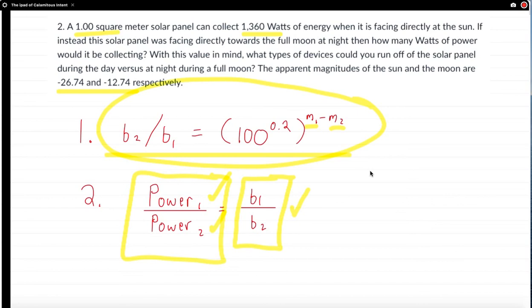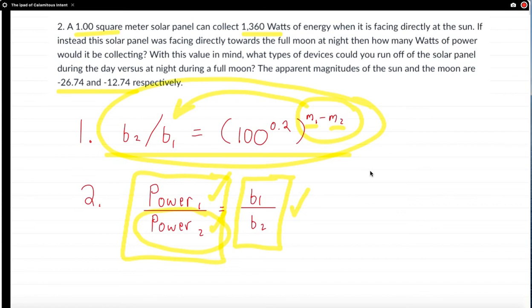Use those ratios of magnitudes, which are the M values, to find the 2 B values, plug the B values into this formula, and use the one known power, the 1,360 watts, and solve for the power output that you would get from the moon. It should be a much, much smaller value. Okay? Even though the moon is relatively bright, it's the second brightest object in the sky, it delivers drastically less power than the sun. And indeed, when you run the calculations here, you will find out how much less power the moon delivers and why we never talk about using lunar panels as opposed to using solar panels.